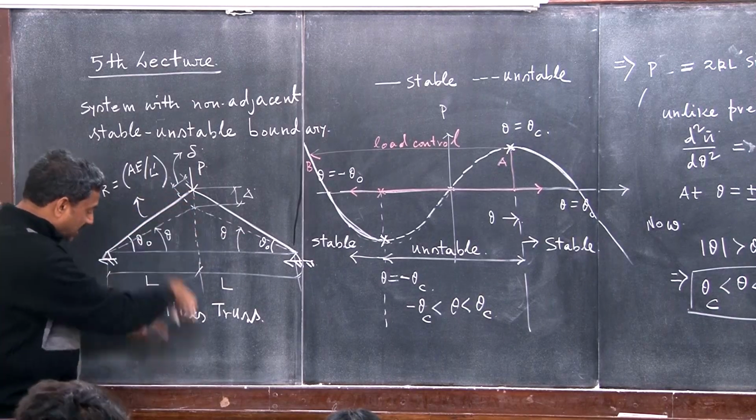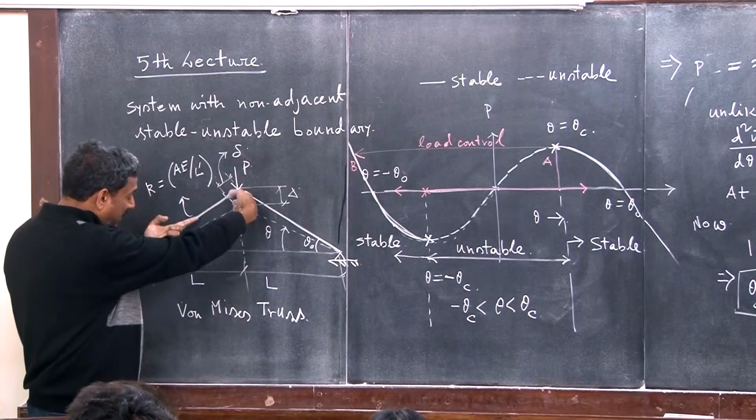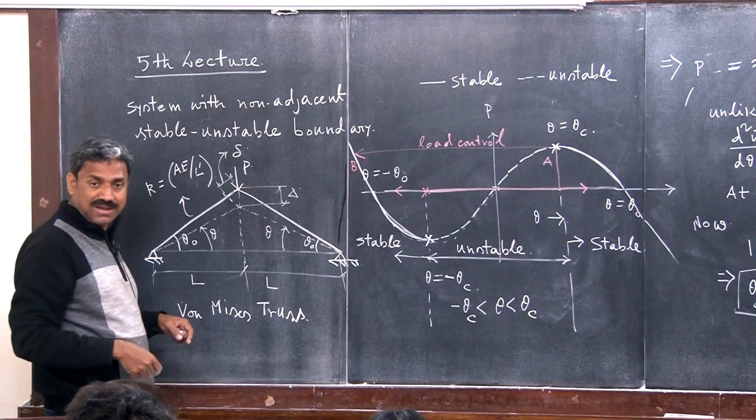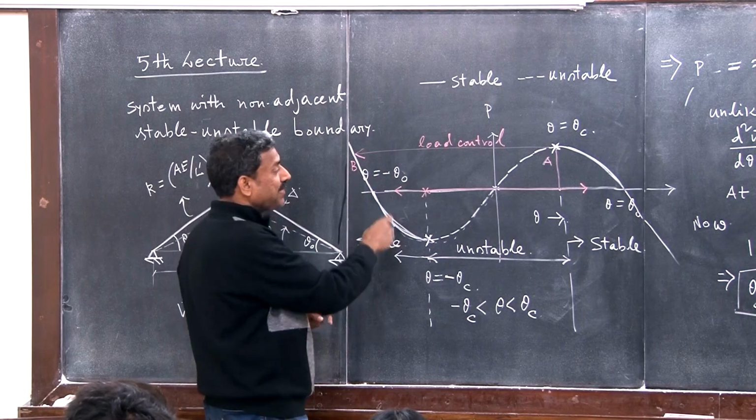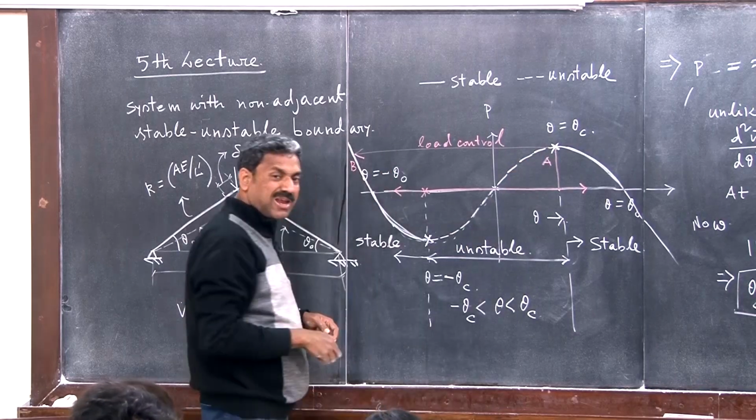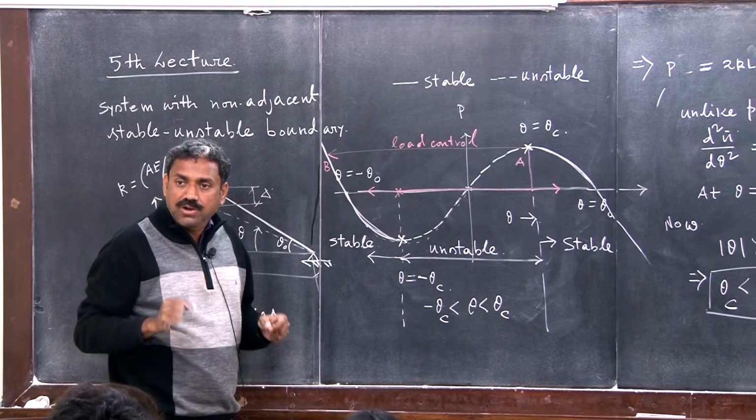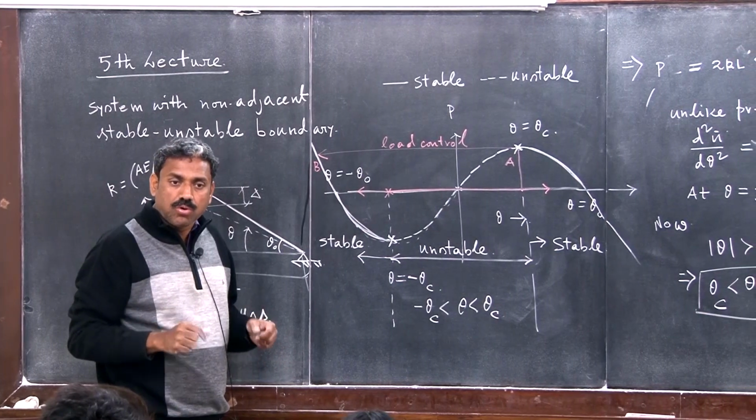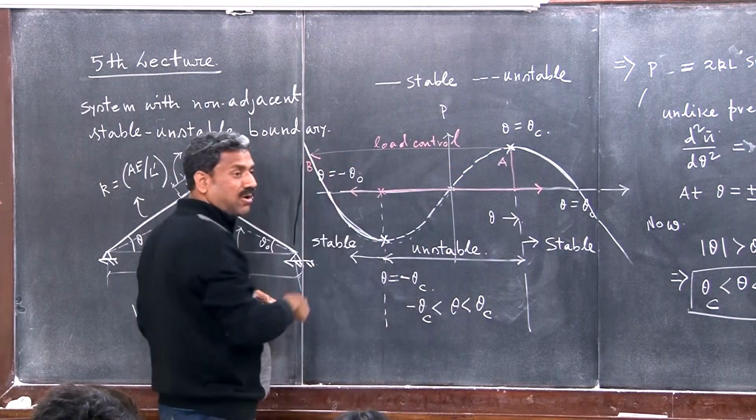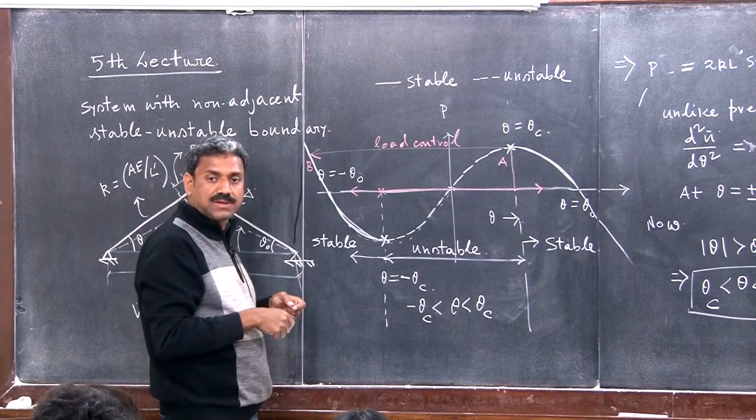That means from here it will suddenly snap through to theta equal to minus theta 0, because this is stable. Why is it not possible to follow this path by load control? Because this is an unstable path. Through load control you cannot follow an unstable path. So it will directly jump to a stable configuration. This was a stable configuration, and from there it will come to another stable configuration.